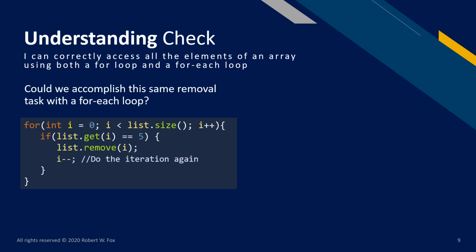Before we wrap up, let's do a quick understanding check. And I've got the remove code that we just looked at there again on the slide. And my question is this: could we accomplish this same removal task with a for each loop? So think about that. Could we do this with a for each loop? Pause the video, and when you're ready to continue, we'll look at the answer.